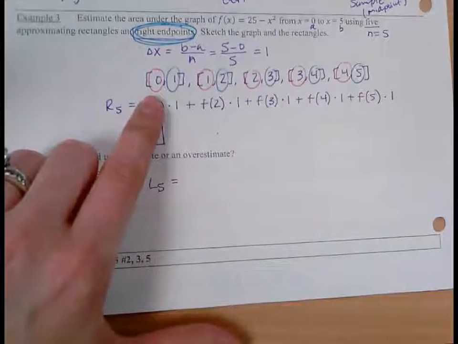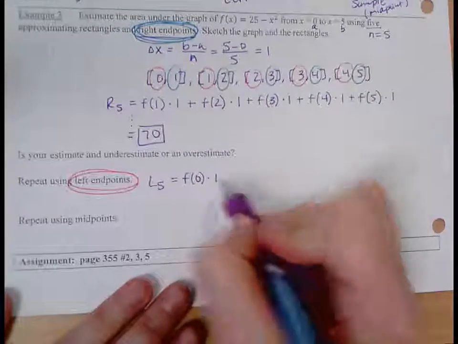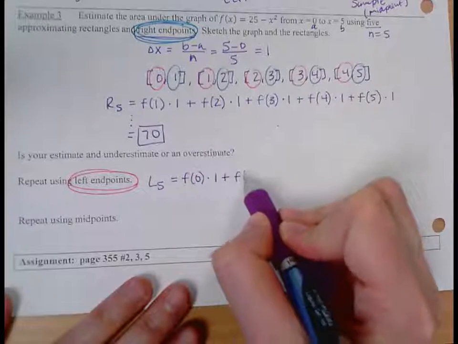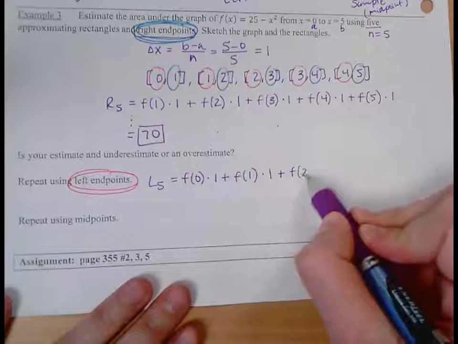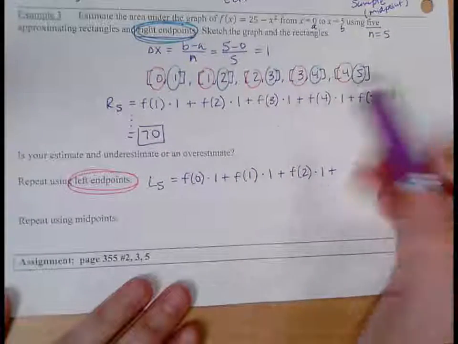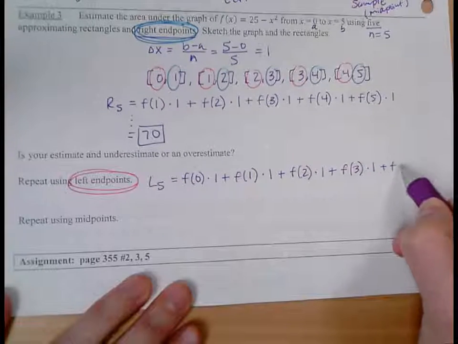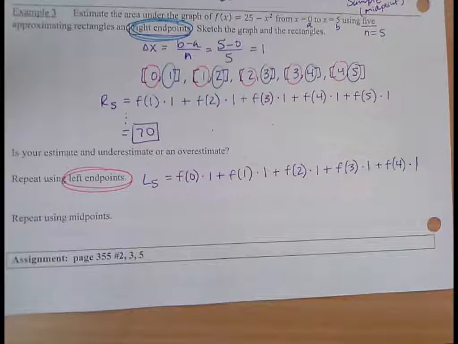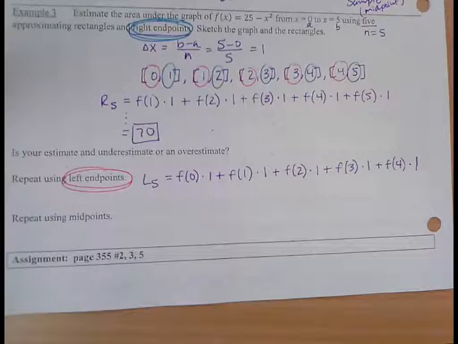Your first rectangle has a height of f of 0, and then times the width of 1. Plus the second rectangle has a height of f of 1 times 1. Third rectangle, height would be f of 2. Fourth rectangle, height is f of 3. Fifth rectangle, height is f of 4. So that is the difference, and why I think it's helpful to actually write out the intervals, so you can see which x values you should be plugging into your function.